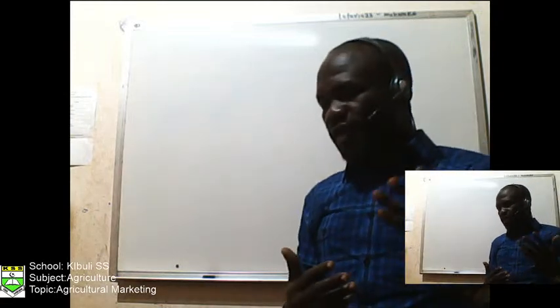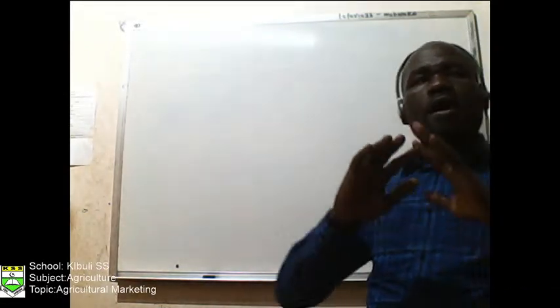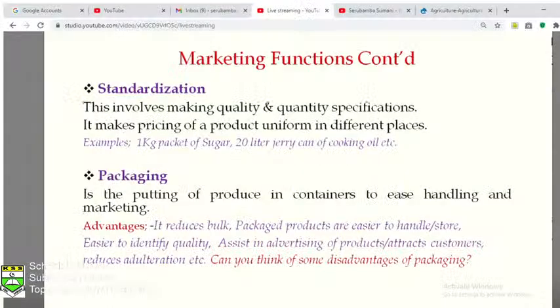We do packaging for a number of reasons. Okay? Now, if the product is well packaged, what is going to happen is that it is going to take less space. For example, if you are transporting, let's say, maize from one part of the country to another part, someone who transports his maize in sacks is better off than someone who just puts the maize loose on the transporting facility he is using, maybe like, for example, a Fuso or any other car. Okay? So packaging reduces bulk. Then the other thing is that if a product is packaged, it is easy for you to handle it.